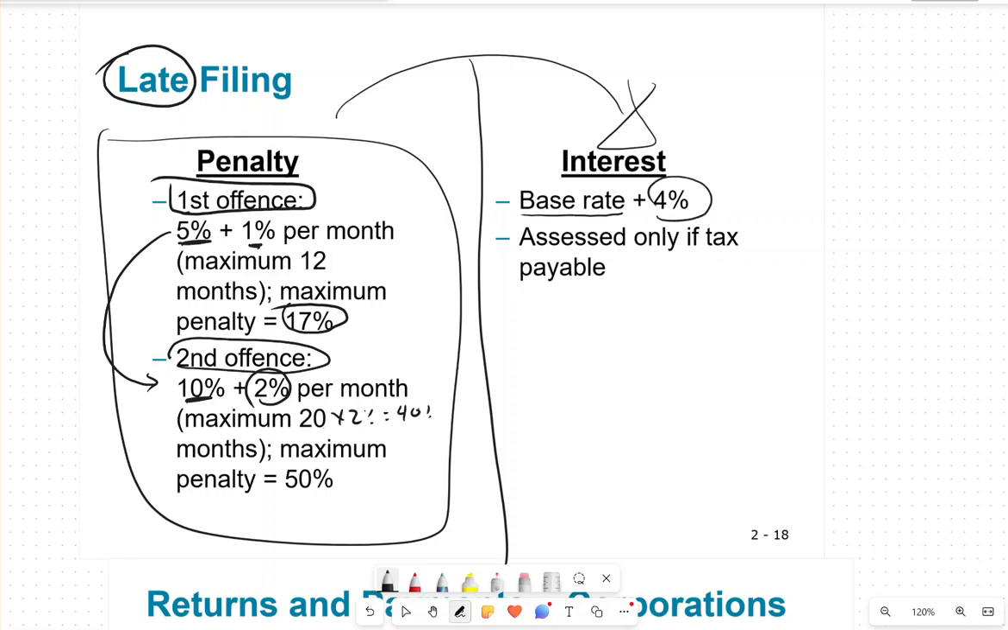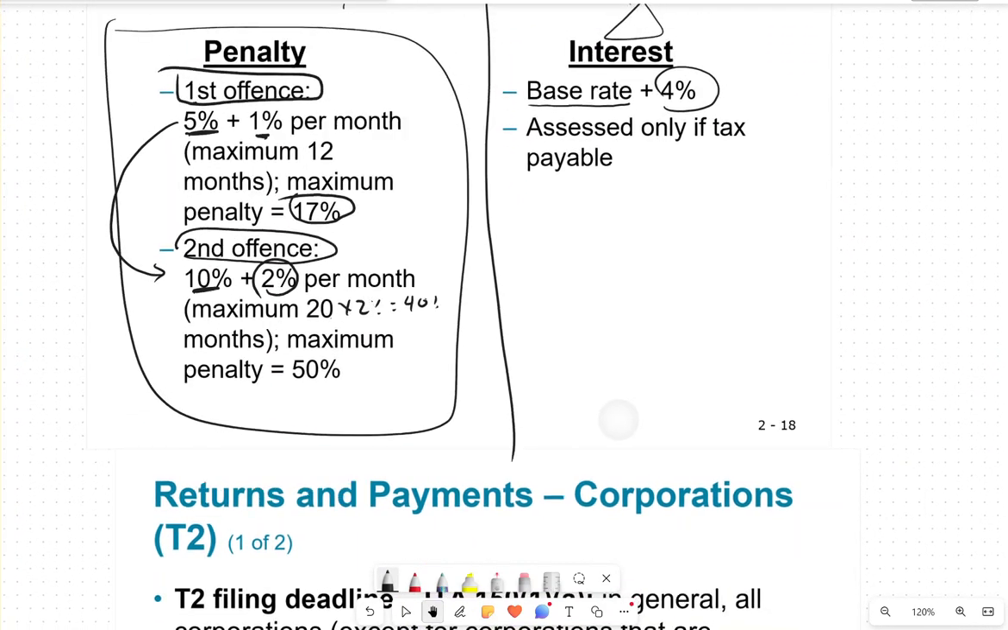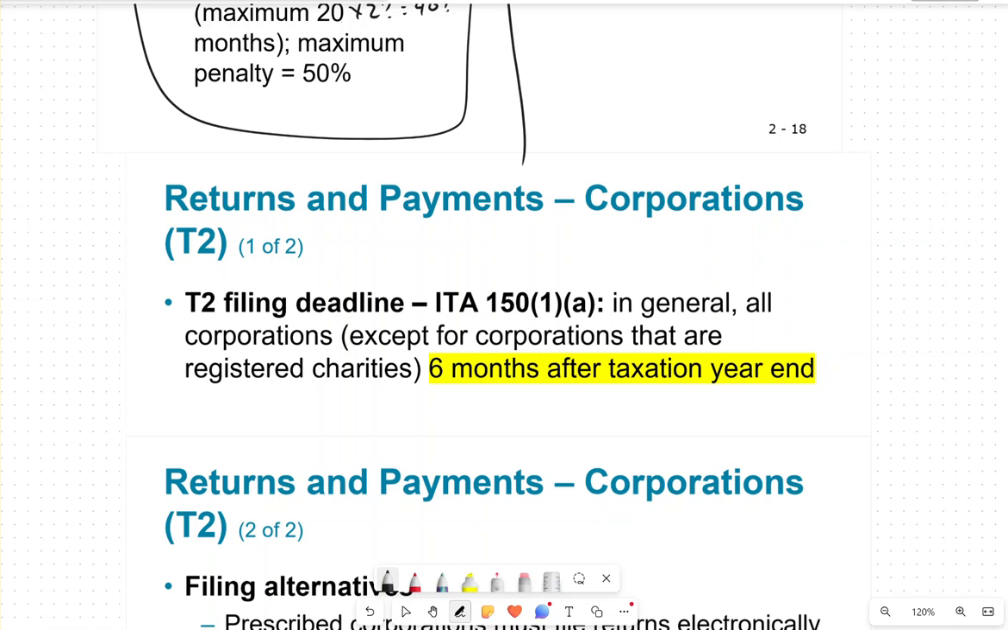So whatever the base rate plus the 4%, that will be the interest that you're going to pay the CRA. So it's always good, if you owe them money, to make a payment or a lump sum payment so that they are happy. You don't have to make too much. You don't want to pay more than what your tax owing is.